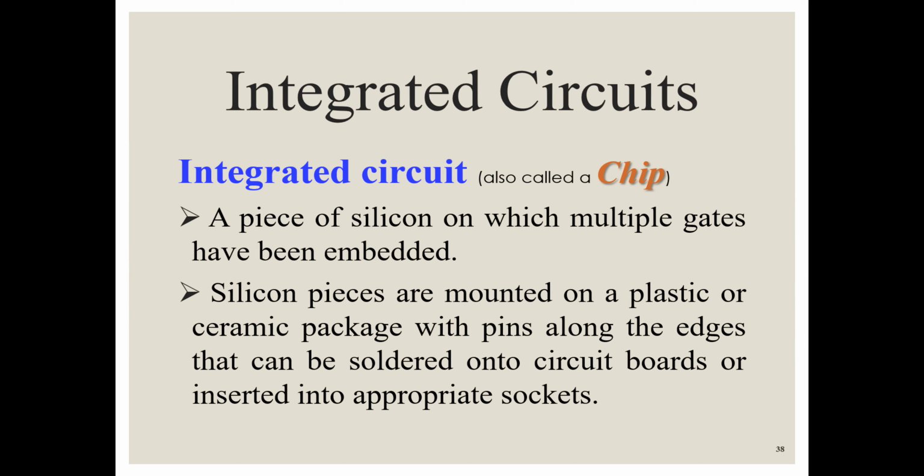An integrated circuit, also called a chip, is a piece of silicon on which multiple gates have been embedded. Different kinds of gates have been embedded on a silicon, that is called an integrated circuit. Silicon pieces are mounted on a plastic or a ceramic package with pins along the edges that can be soldered onto circuit boards or inserted into proper sockets. As I told you, one of the integrated circuits early in this lecture is the NAND gate, the NAND IC. So an integrated circuit is an embedded one where you can have different kinds of multiple gates embedded onto that silicon.